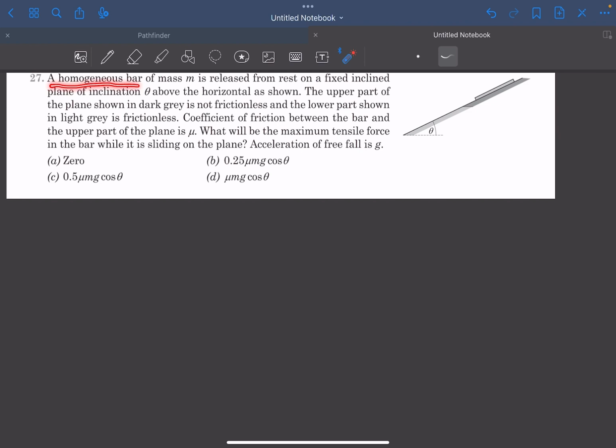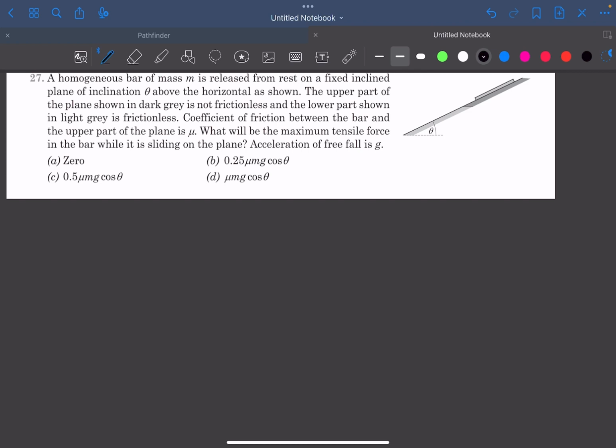So we have a homogeneous bar of mass M, and it is released from rest on a fixed inclined plane of inclination theta. The upper part of the plane shown in dark gray is not frictionless, and the lower part shown in light gray is frictionless. And the coefficient of friction between the bar and the upper part of the plane is mu. What will be the maximum tensile force in the bar while it is sliding on the plane?